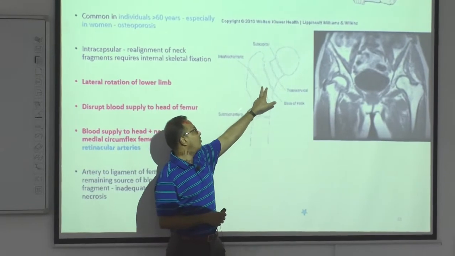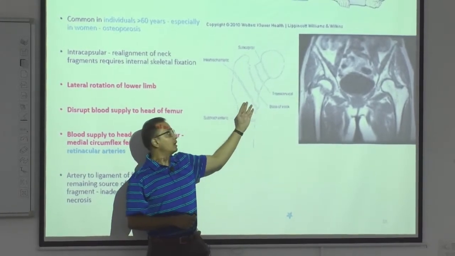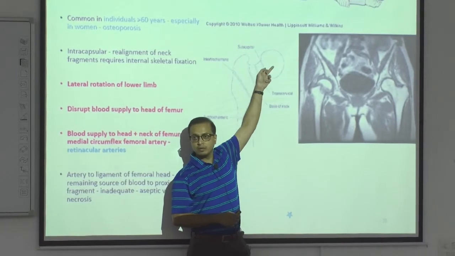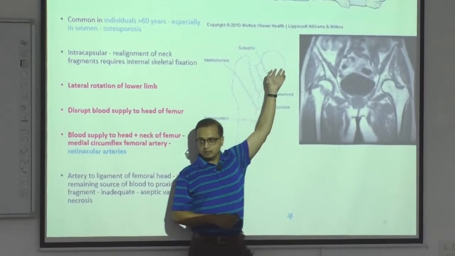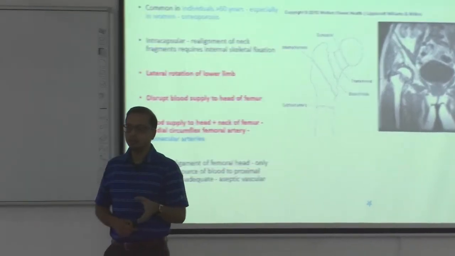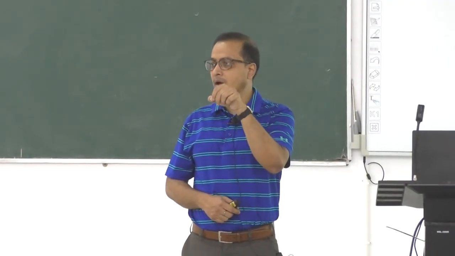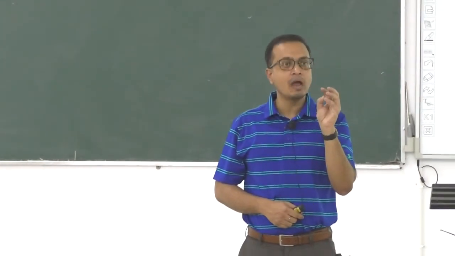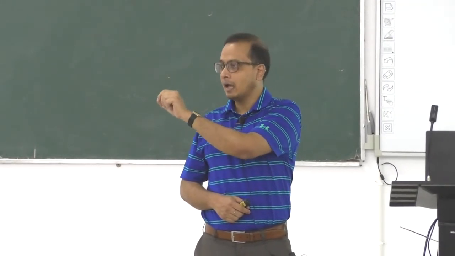The blood supply comes over here from one side of this particular region, supplying the femoral head. And if you do not have that supply to the femoral head, that particular condition we call avascular necrosis of the femoral head.